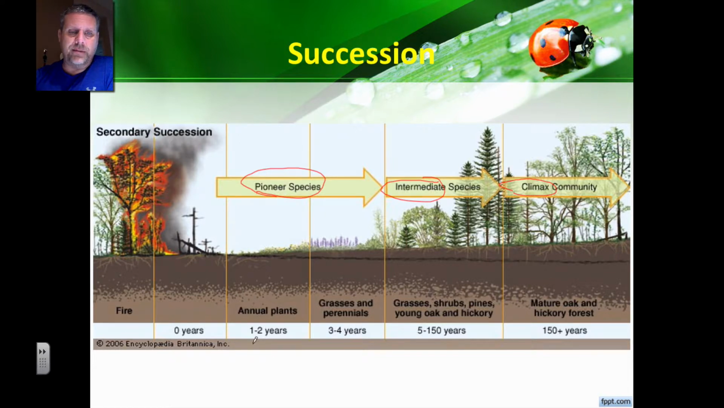So you look at the time it takes. Your annual plants will emerge in 1 to 2 years, but your climax community can be over 150 years. That's why severe fires like we're having in California can take a long time to heal. It can be a long time before they come back in the forest shape that they were in.